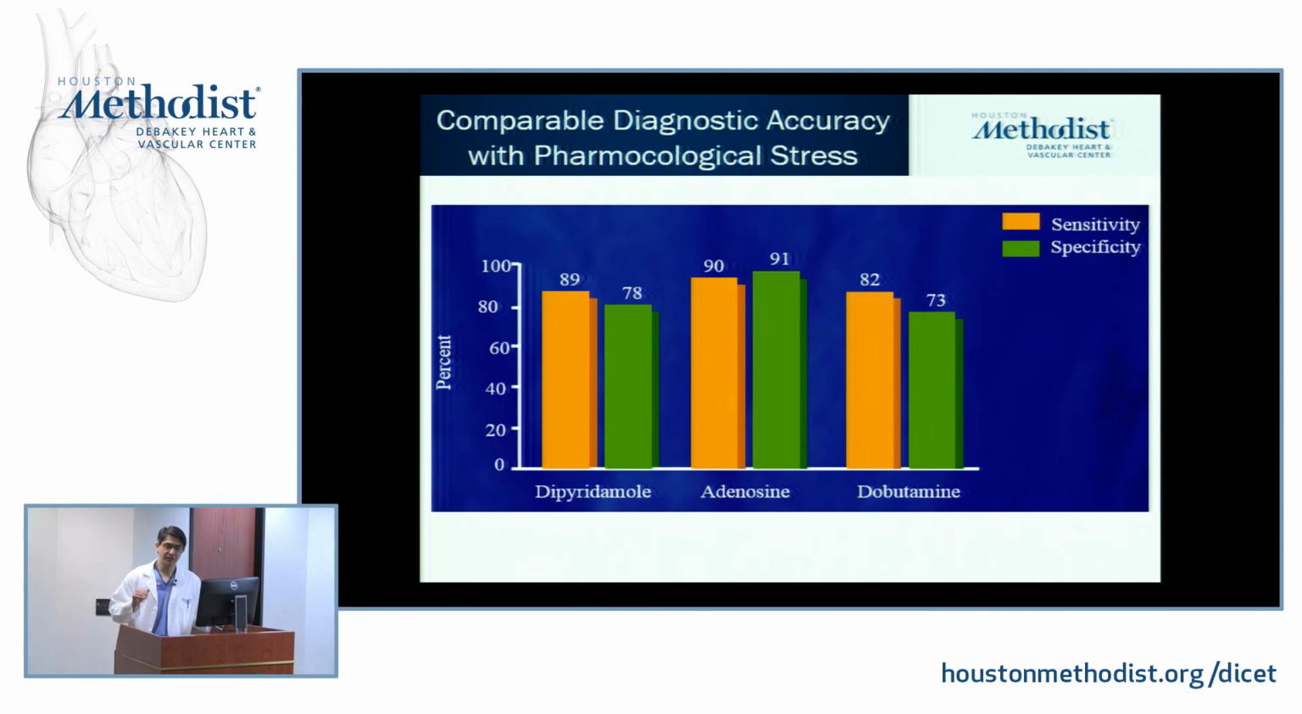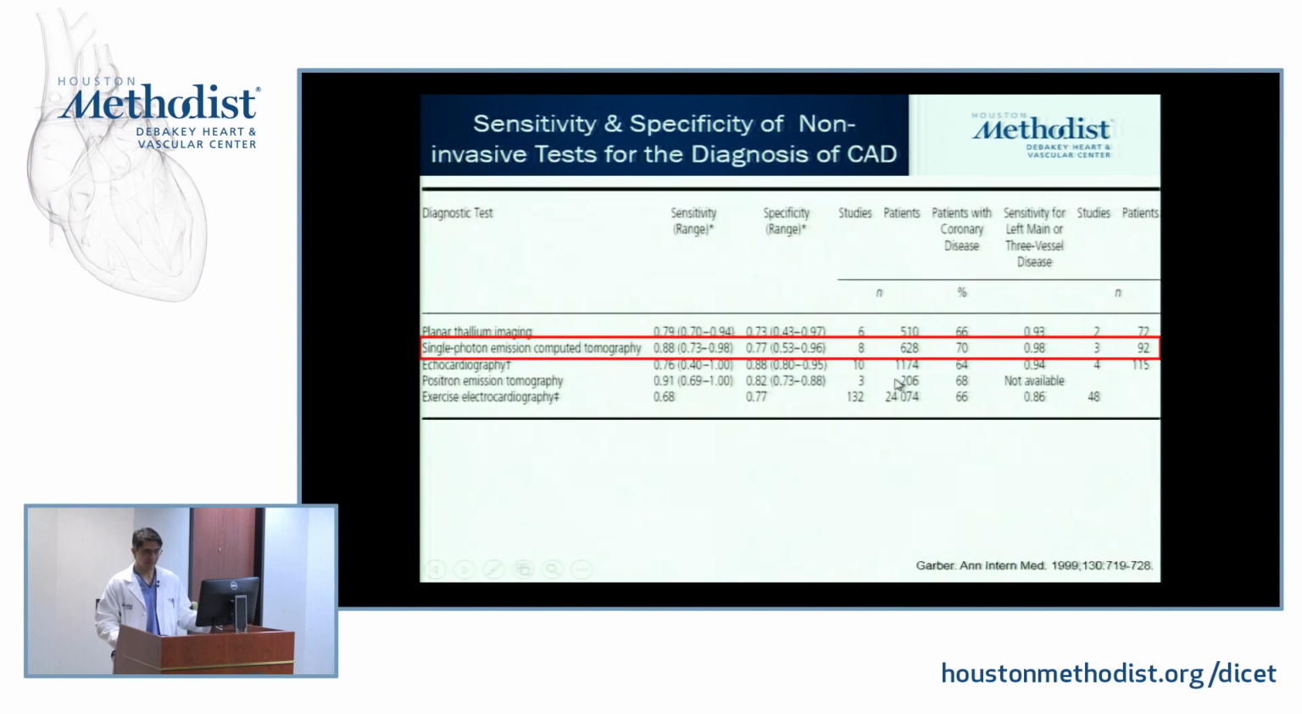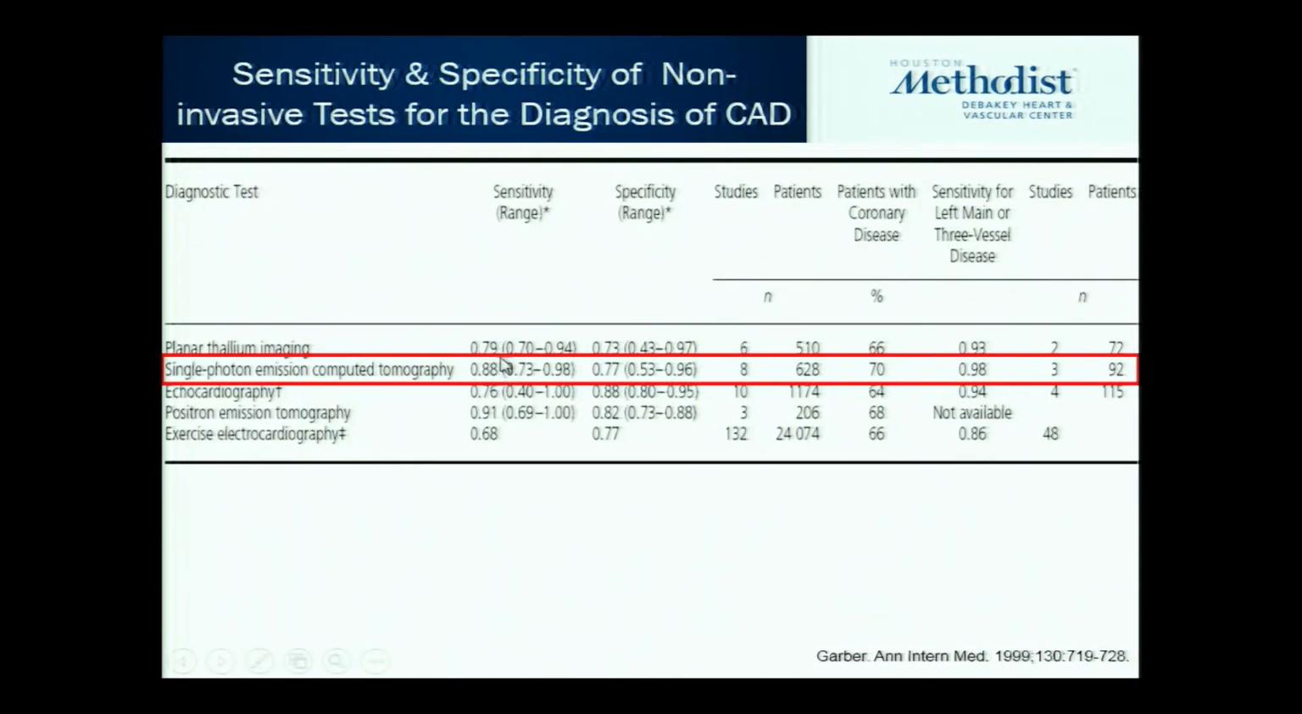Now, the literature has always shown that nuclear, as compared to wall motion-based techniques, has a higher sensitivity but a lower specificity. So one of the things we've always tried to do in the nuclear lab is to improve our specificity. I'm sorry, before we get to that slide, this is just a quick slide showing that no matter what vasodilator you use, again, it's roughly the same diagnostic accuracy. And this is just a slide showing you our diagnostic accuracy in comparison to other studies, large meta-analyses. Again, pointing out that SPECT generally tends to be more sensitive, whereas wall motion techniques tend to be more specific.